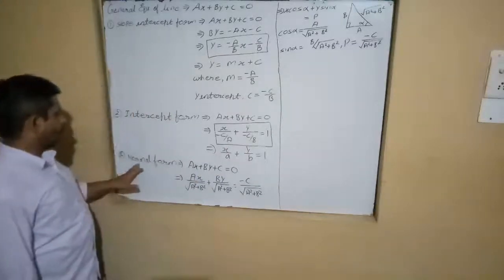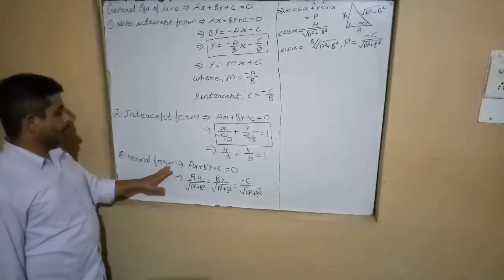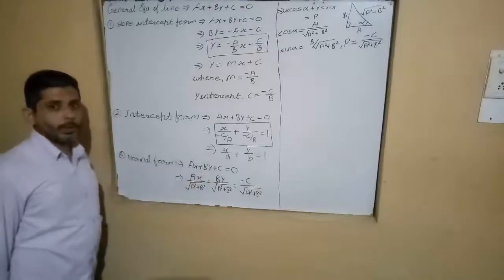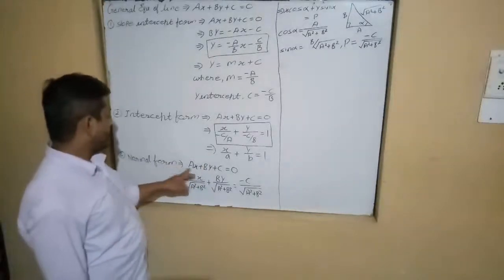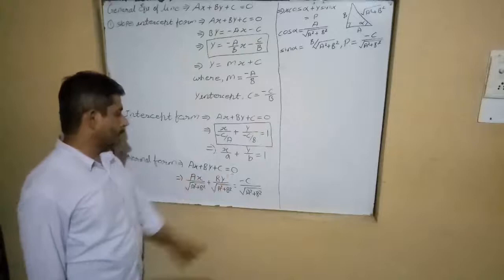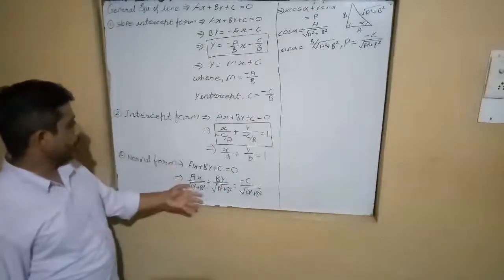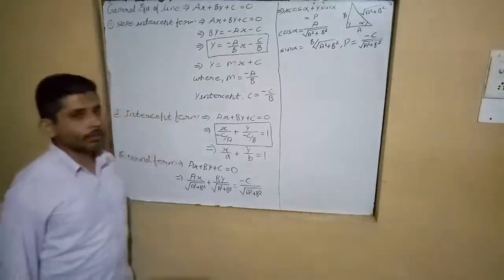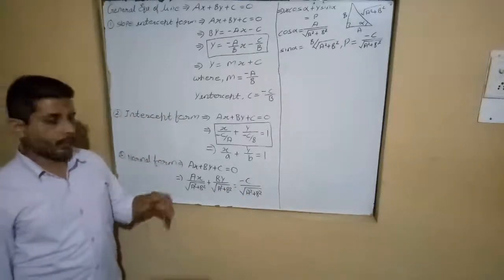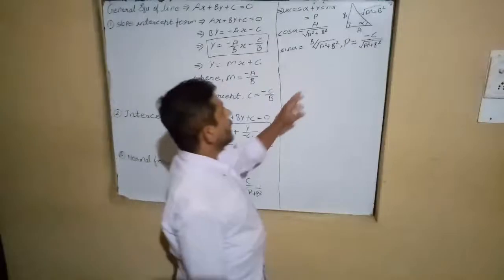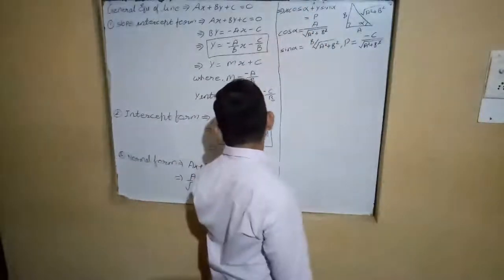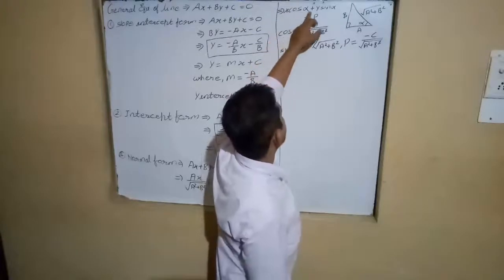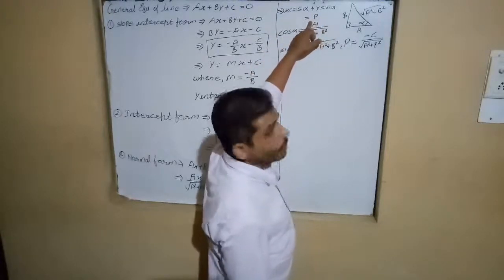Now we talk about the normal form. We reduce the general form of the line into the normal form. The general form is ax plus by plus c is equal to 0. To reduce into the normal form, we divide by the square root of a square plus b square. Why? Look at here. What is the normal form of the equation? We read in the last video, x cos alpha plus y sin alpha is equal to p.